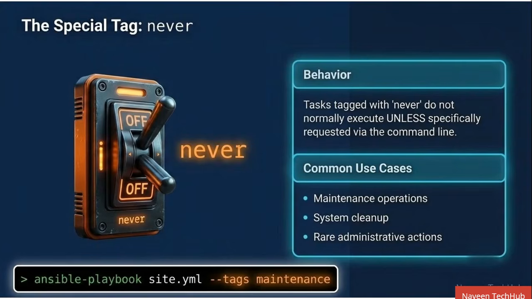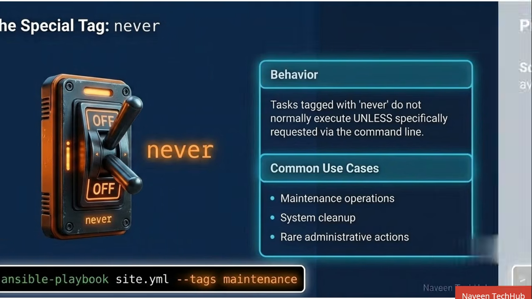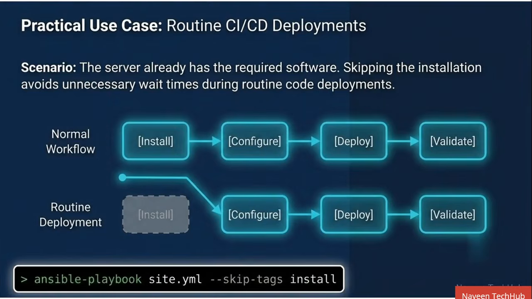The second special tag is never, which behaves almost like an opt-in switch. Tasks tagged with never normally do not execute unless they are specifically requested. This is useful for maintenance operations, cleanup tasks, or rare administrative actions that we do not want to run during a normal playbook execution.